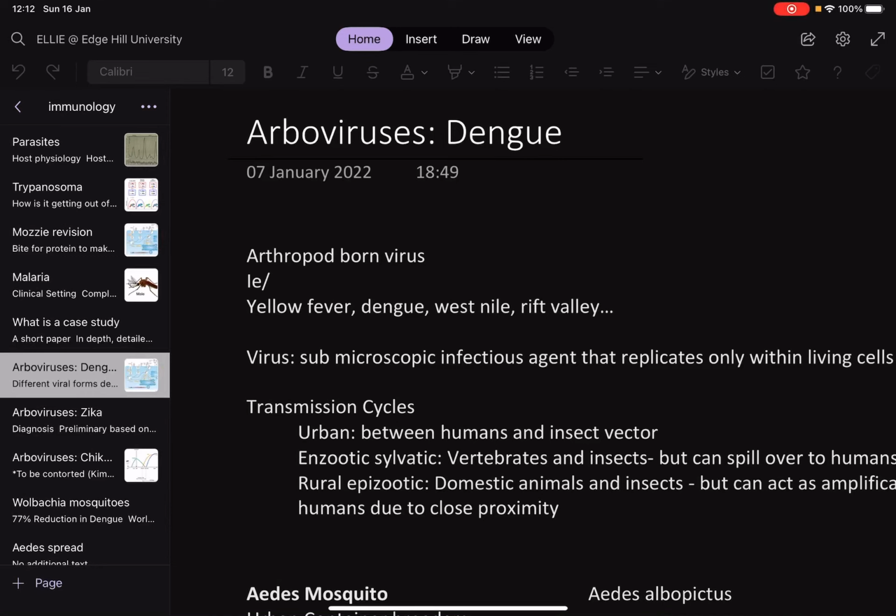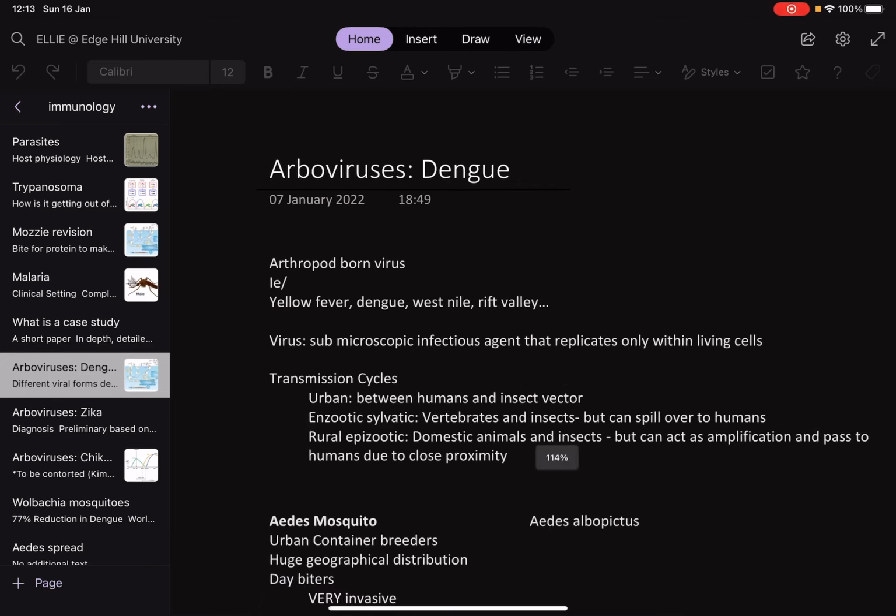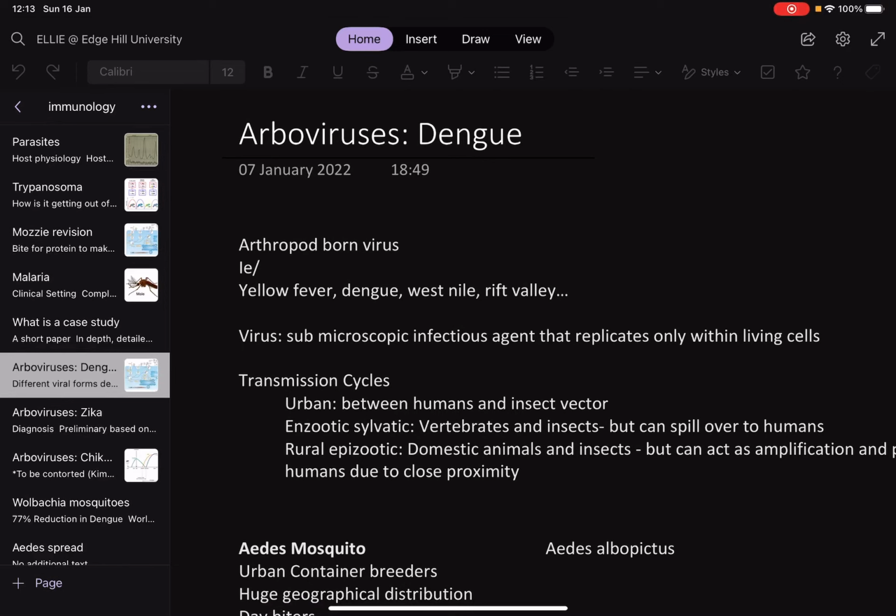So, mosquitoes can carry parasites, but they can also carry these things called arboviruses. This means arthropod-borne viruses. There are three that we're going to be talking about, which is dengue, Zika, and chikungunya. But there are a lot of others, such as yellow fever, West Nile virus, the Rift Valley virus. But what is a virus?